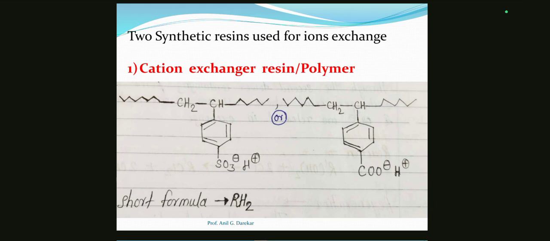This is not necessary to write in the examination, I am telling it just for information, how the cation exchanger exchanges cations and releases H plus ions. In the cation exchanger resin there is a polymer with side group benzene, and benzene carries a sulfonyl group, and the sulfonyl group has a loosely attached H plus, and that loosely attached H plus exchanges with incoming cations. For writing a reaction you simply have to use RH2.